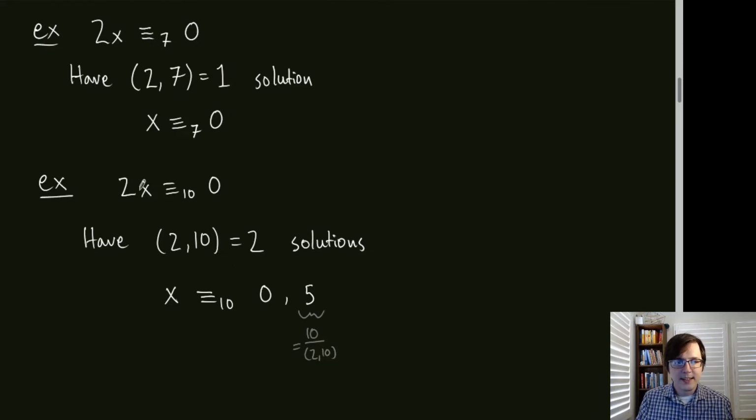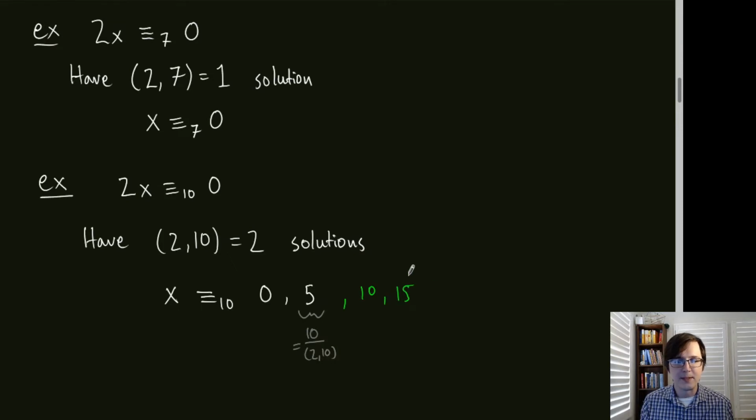Now what about 2x is congruent to 0 mod 10? So we take the GCD of a and n, which is 2 and 10, which is 2. So there are two solutions. And we can calculate, using the equation from the previous slide, that the first one is always 0. And then the second one is 1 times 10 over the GCD, which is 5. And then the next one would be 10, but that's congruent to 0, so it wraps around.